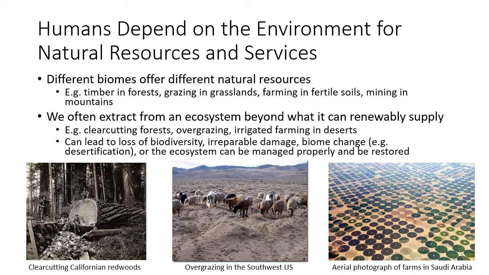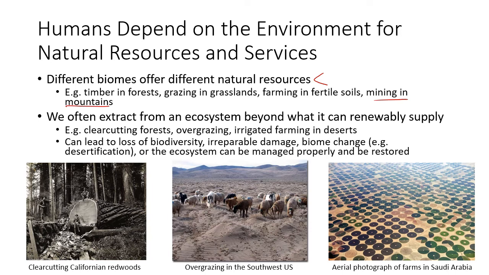But what I want to back up and start with is that different biomes offer different natural resources. You're not going to find much timber in a desert. You're not going to find very good farmland in the desert. You're not going to find very much farmland in the alpine tundra. So we get different resources from these different biomes. If you're in a forest, you're probably going to be getting timber. If you are in a grassland, you're going to be doing agriculture, and in a forest as well, maybe hunting is a little bit better, whatever it is. Mining in mountains.